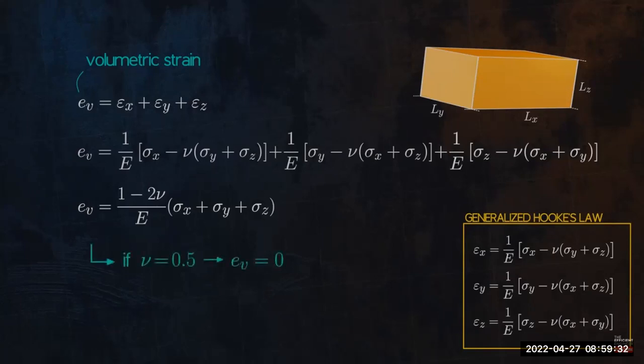This means that for materials with a Poisson's ratio of 0.5, the volume of the material remains constant as it deforms. These are known as incompressible materials. Rubber is an example of an incompressible material.